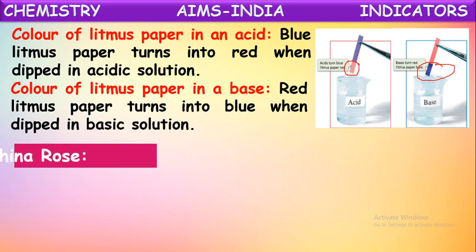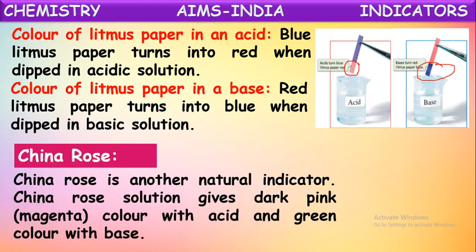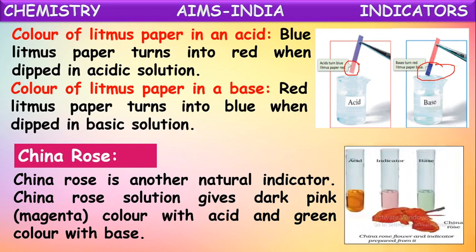One more natural indicator is China rose. This China rose is another natural indicator. This China rose gives a dark pink color with acid and a green color with base. Yes, actually when China rose is extracted into solution form, it forms a light pink colored solution. If you add this China rose indicator into an acid, that acid turns dark pink or magenta. When you add the same China rose solution into a base, it gives a light green color.